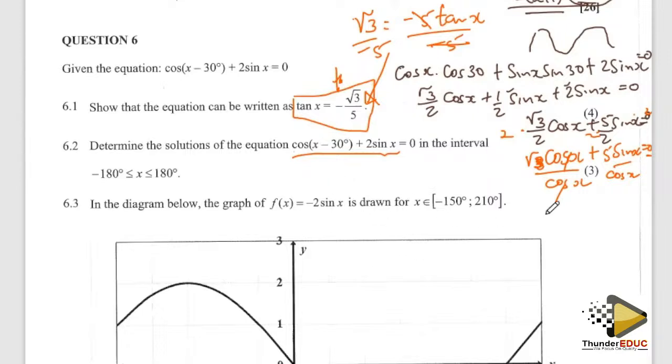So we start by identifying in which quadrants we find the tan to be negative. So we have quadrant number 2 and quadrant number 4. Okay, so when I use the shift tan, the arctan of root 3 over 5, this is going to give me 19,11.